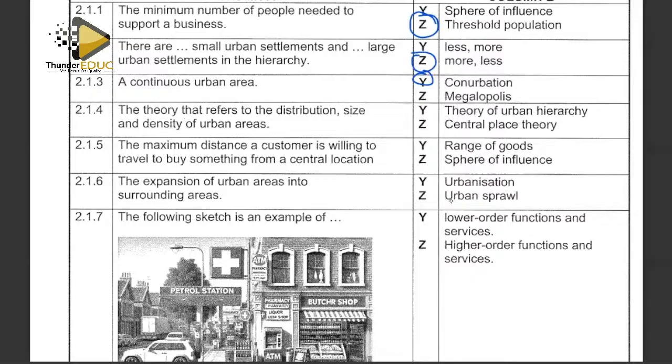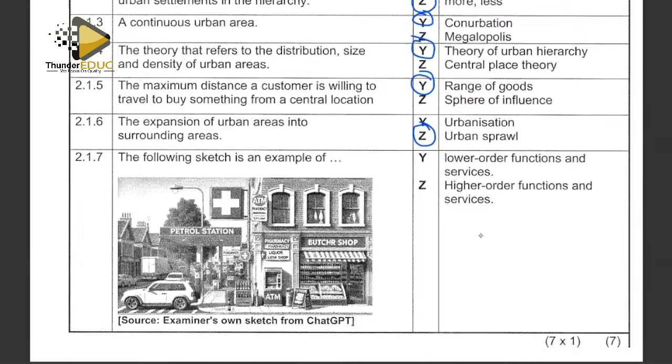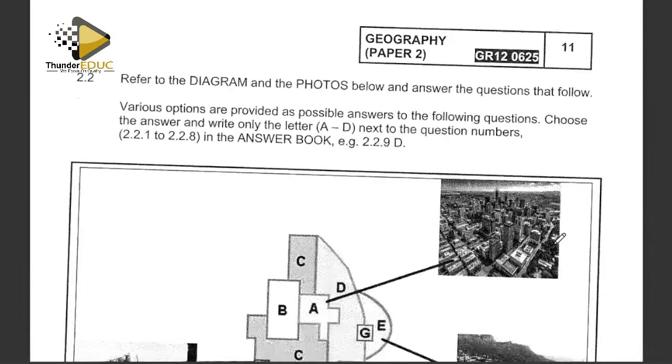The theory that refers to the distribution, size, and density of urban areas, that is the theory of urban hierarchy. A maximum distance a customer is willing to travel to buy something, that is the range of goods. Expansion of urban areas into surrounding areas, that is urban sprawl. The following sketch is an example of, we are seeing here, there's a petrol station, there's an ATM, there's a farmers, there's a liquor shop, there's a butchery. All these commodities, we need them almost on a daily basis. They are lower order functions and services.